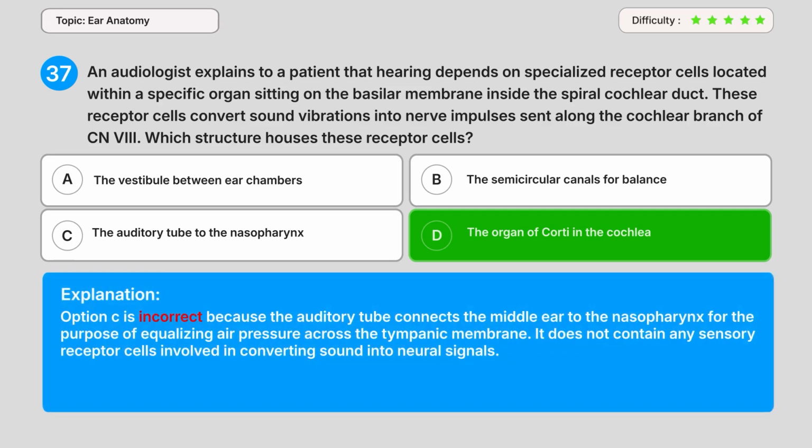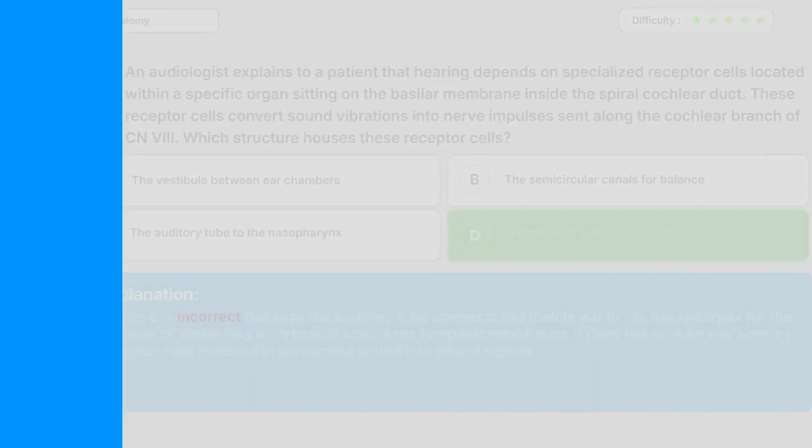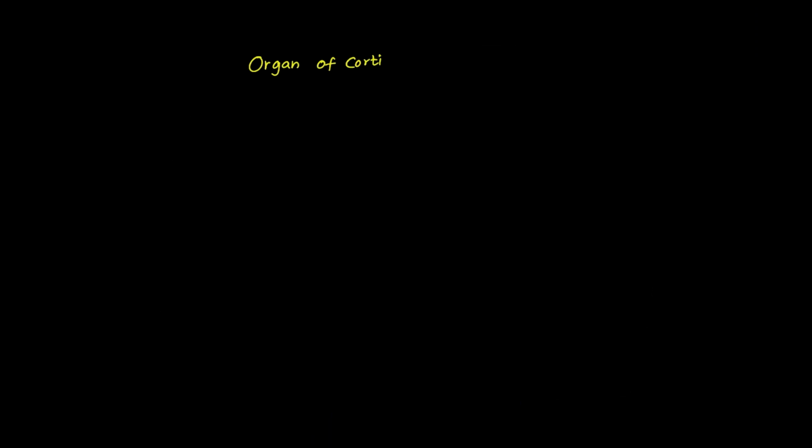Option C is incorrect because the auditory tube connects the middle ear to the nasopharynx for the purpose of equalizing air pressure across the tympanic membrane. It does not contain any sensory receptor cells involved in converting sound into neural signals. The question asks where the specialized hearing receptor cells sit. Hair cells on the basilar membrane inside the cochlea, sending signals along CN7.